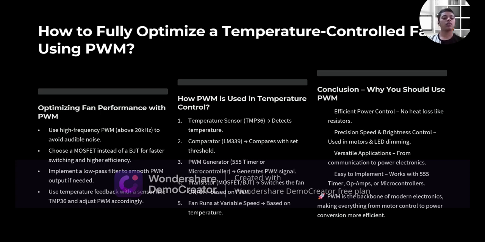So, the conclusion of why we should use PWM in our circuit: efficient power control, precise speed and brightness control, versatile applications, and easy implementation. PWM is the backbone of modern electronics, making everything from motor control to power conversion more efficient.